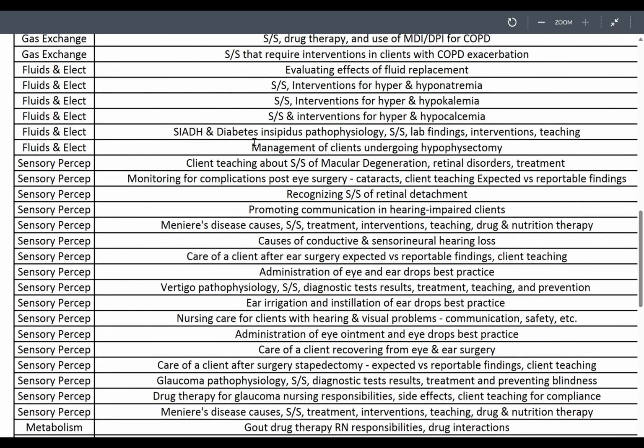How do we use the incentive spirometer? You inhale slow and deep, right? So how often do you do it? They say 10 times an hour. 10 times every hour, which is every how many minutes? Every 6 minutes. Once every 6 minutes. Why? The same rationale.